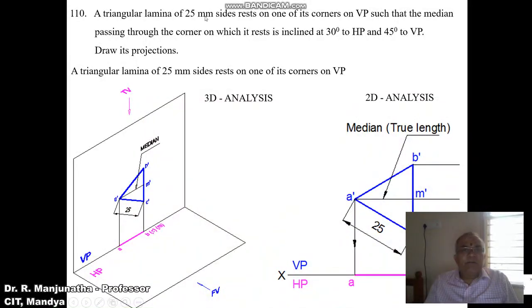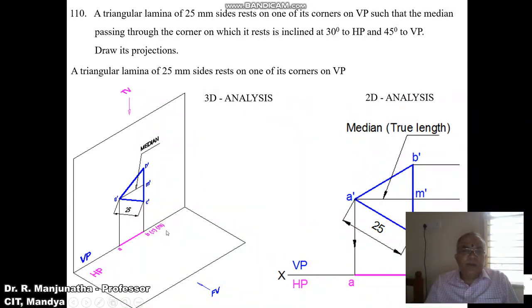A triangular lamina of 25 mm side rests on one of its corners on VP, such that the median passing through the corner on which it rests is inclined at 30 degrees to HP and 45 degrees to VP. Draw its projections. As it says that its corner is resting on VP, obviously we have to start the problem from VP.